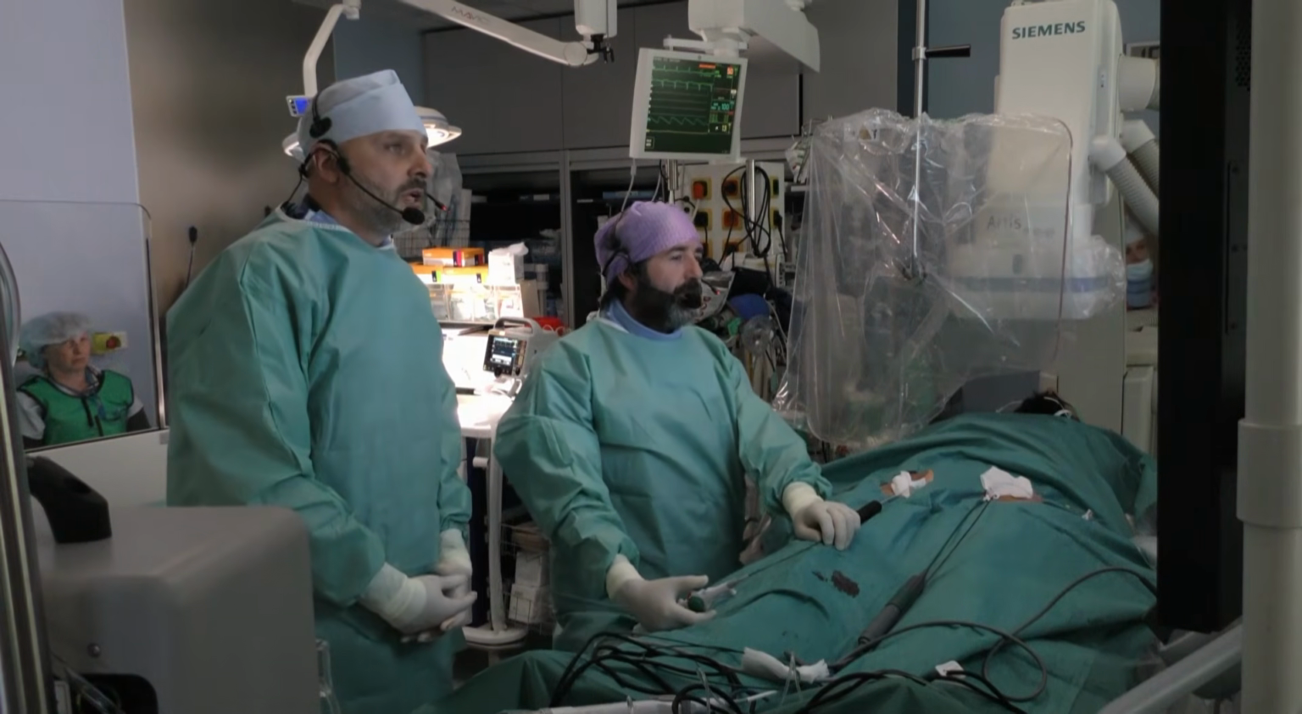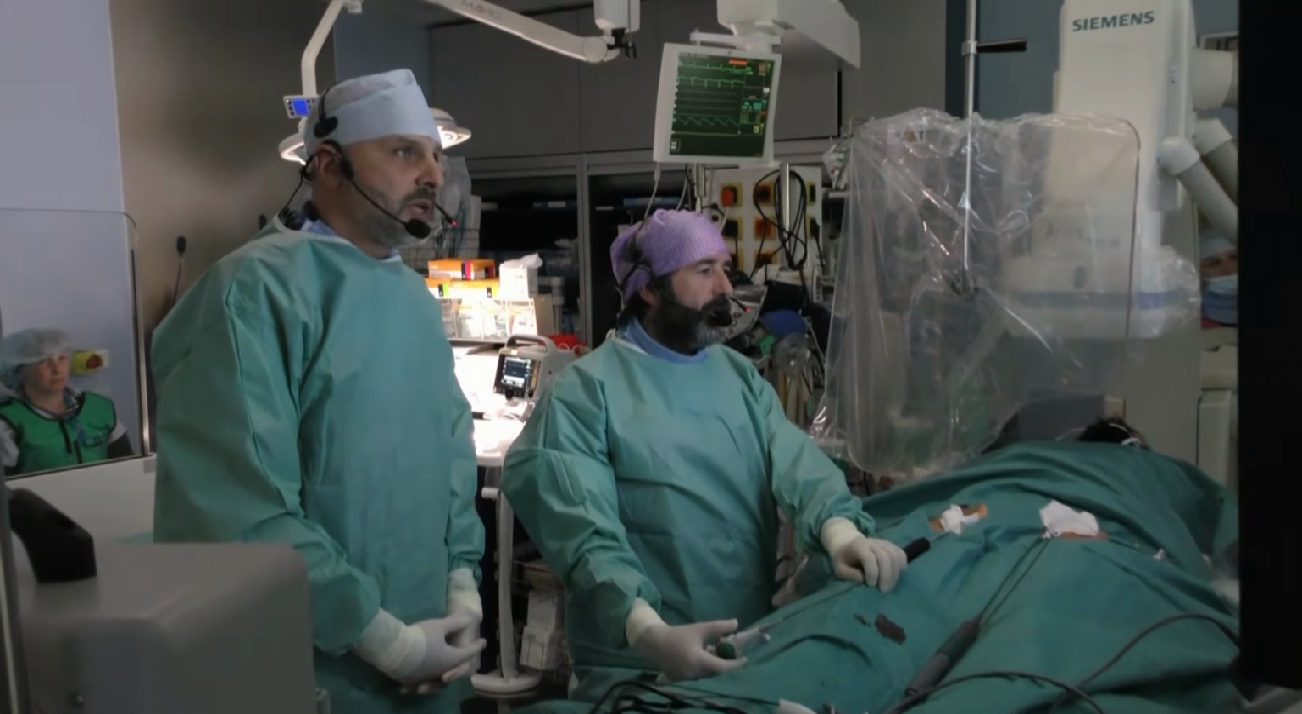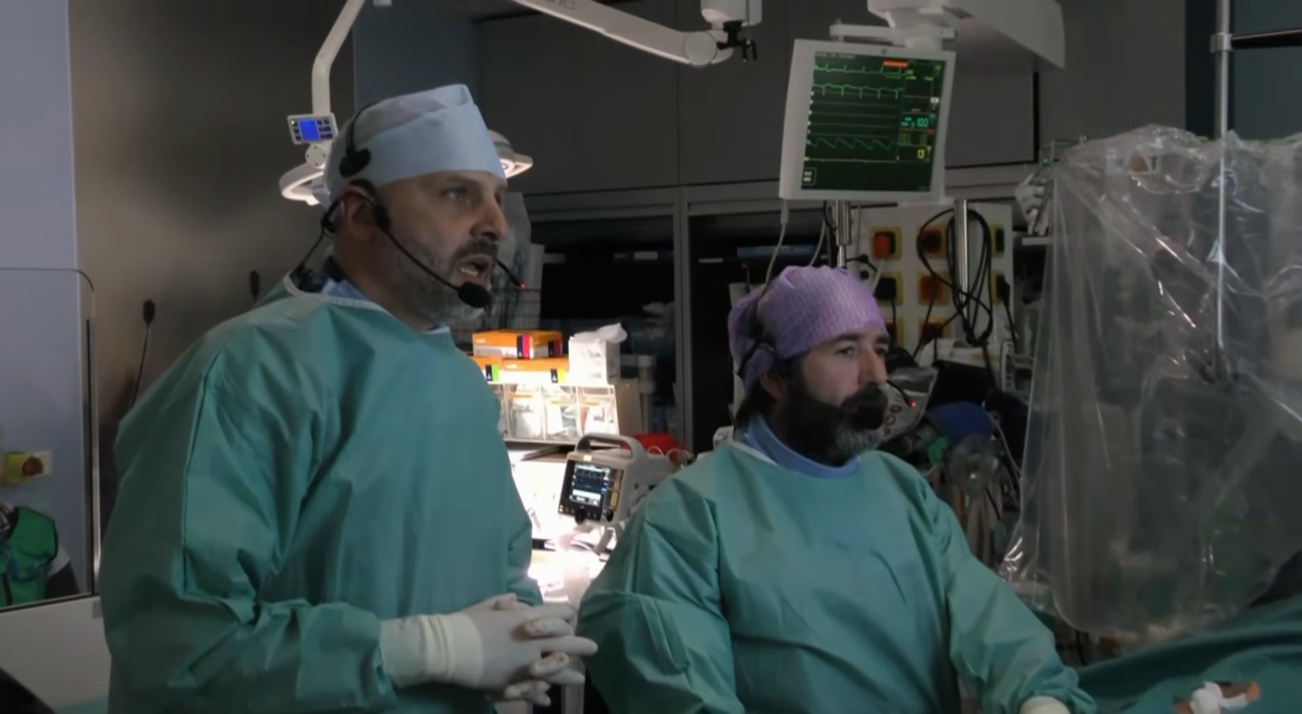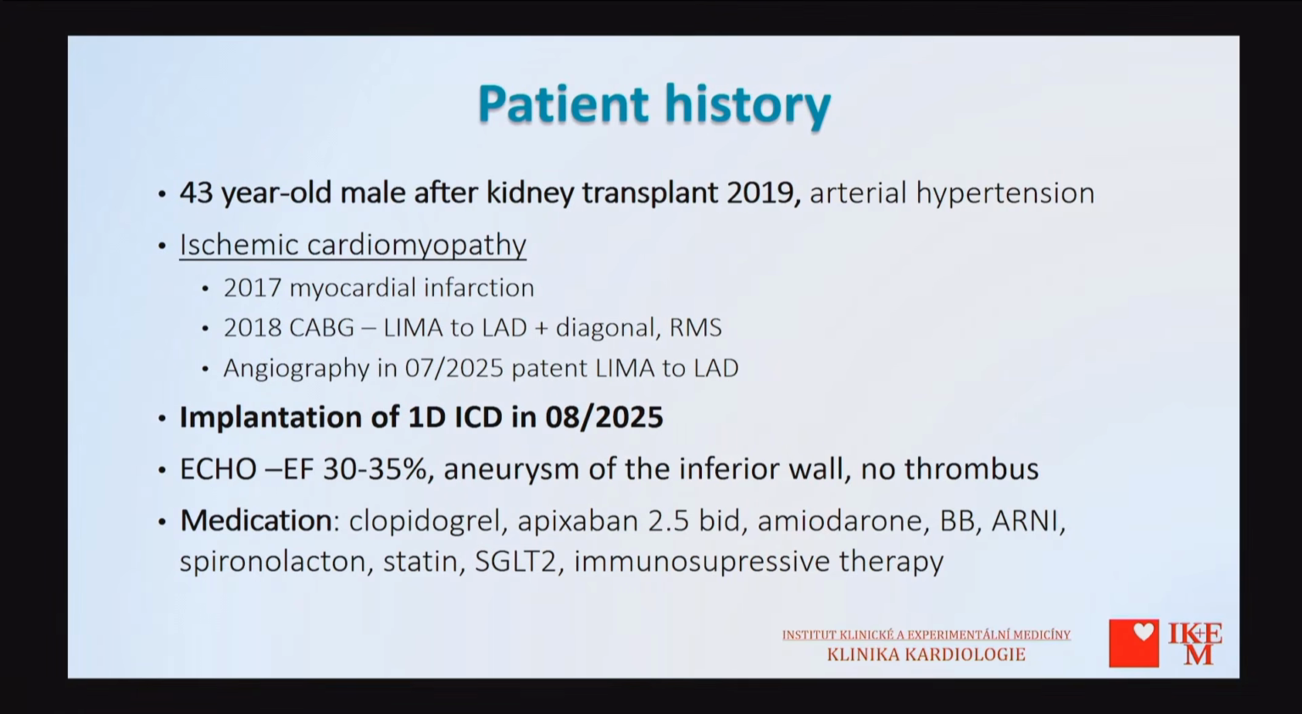It's an ischemic heart disease patient, and the case will be guided by CT imaging. Can we move to the next slide? He's a quite young patient, 43 years old. Unfortunately, he's quite sick. He had a kidney transplant about 7 years ago, with moderate dysfunction, but the kidney still functions, and he has a long history of ischemic cardiomyopathy. Even before the kidney transplant, he had a myocardial infarction, and a year later, he had CABG surgery at less than 40 years of age.